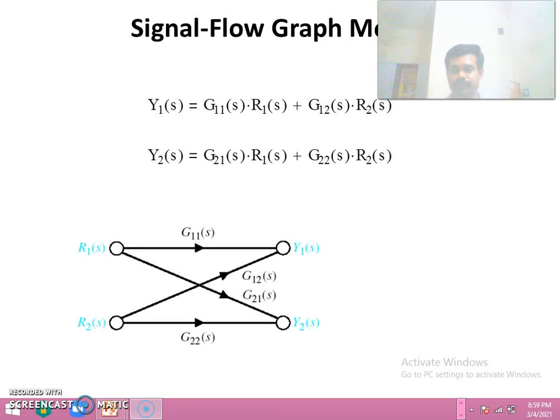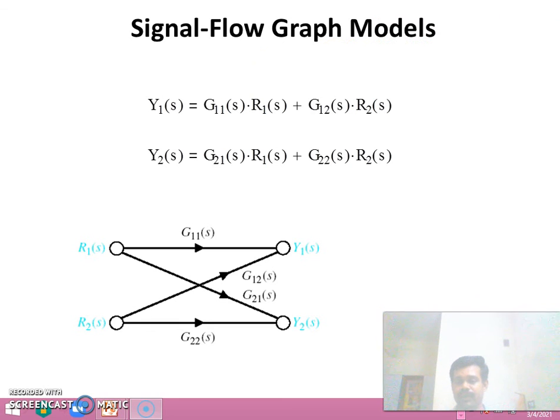Now, here we are going to see this set of equations. Y1 of S is equal to G11 of S into R1 of S plus G12 of S into R2 of S. Y2 of S is equal to G21 of S into R1 of S plus G22 of S into R2 of S. So here you have two outputs. The two outputs are nothing but Y1 and Y2.